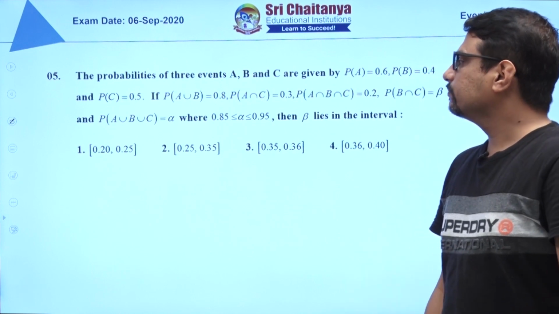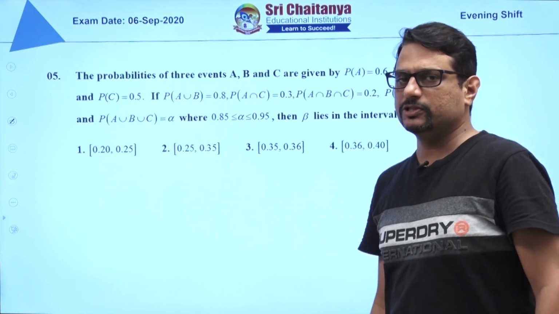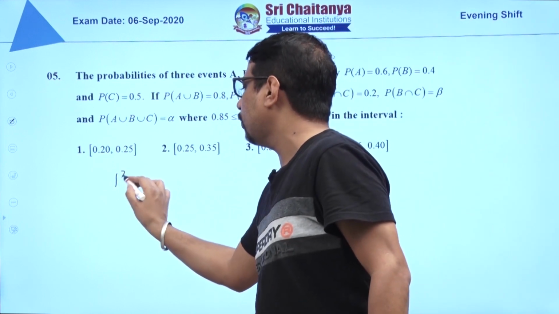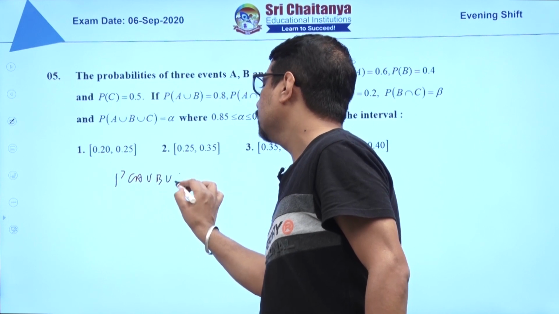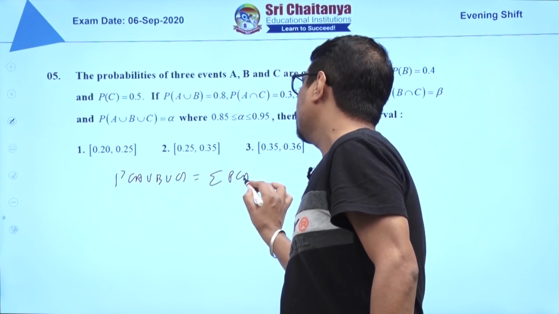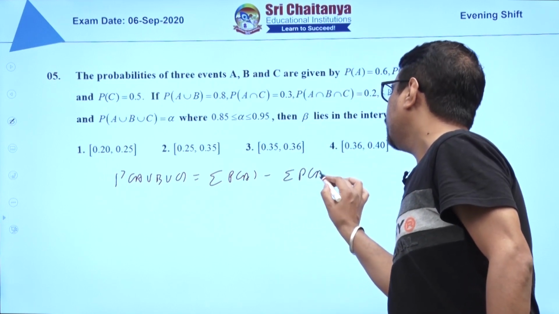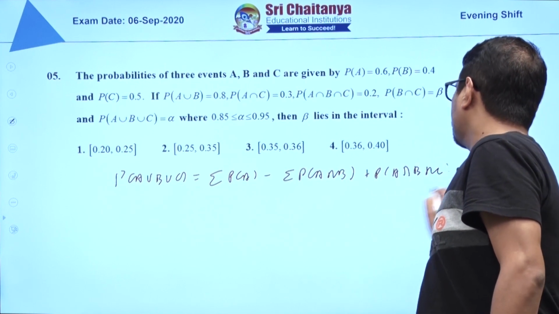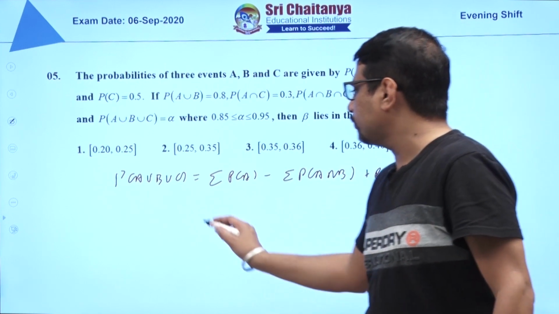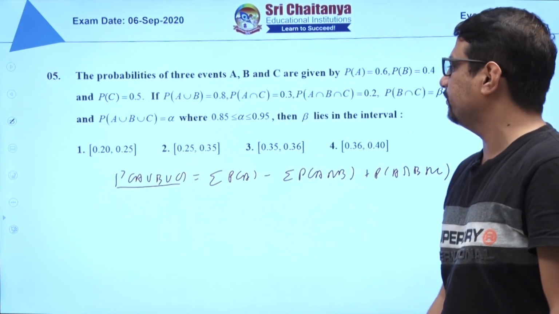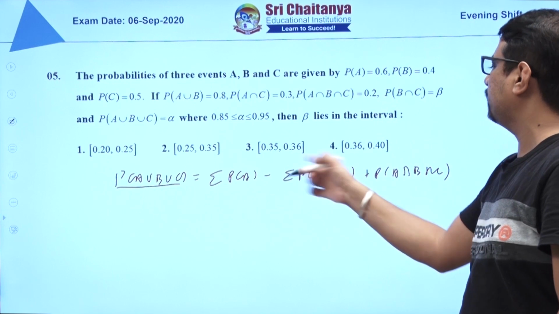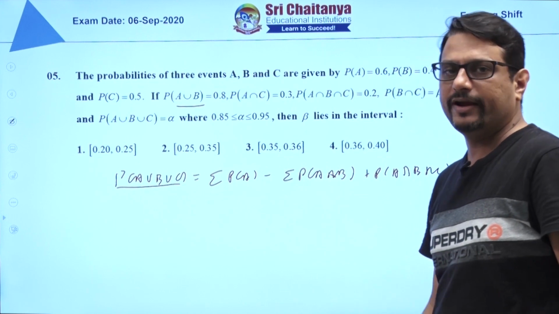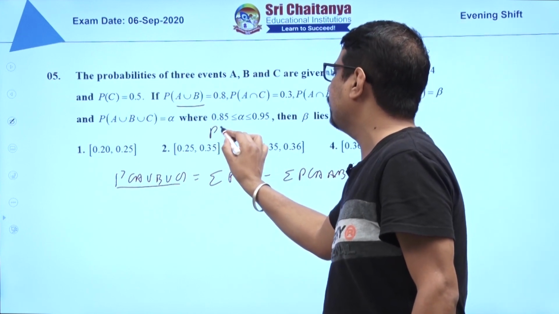So question number 5. This is based on the probability inclusion exclusion principle. The way values are given, it is quite obvious to use this formula. So what is the formula? Probability of A union B union C is equal to summation of probability of A minus summation of probability of A intersection B plus probability of A intersection B intersection C. If you observe, probability of A union B union C is given as alpha, and one of these is given as beta, and all remaining values are known. Probability of A union B, however, will help you to find probability of A intersection B.